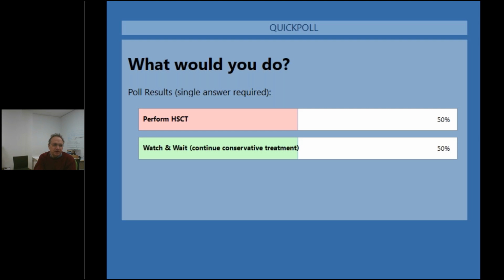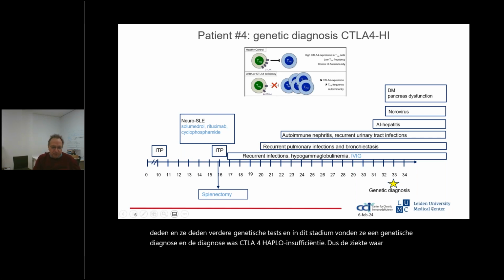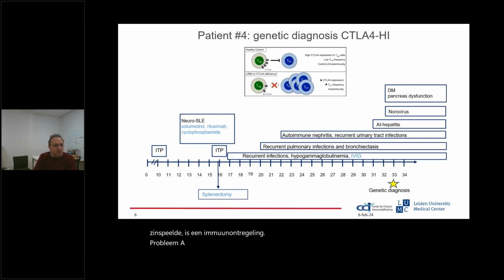50, yeah, and so the decision here is not so easy because you don't have a diagnosis. At this stage they did a whole exome sequencing and further genetic testing, and they found a genetic diagnosis: CTLA4 haploinsufficiency, the disease that Carsten already alluded to, which is an immune dysregulatory problem, a PIRD, a primary immune dysregulatory disorder. It's the same as LRBA, a disease that results in all kinds of autoimmunity.